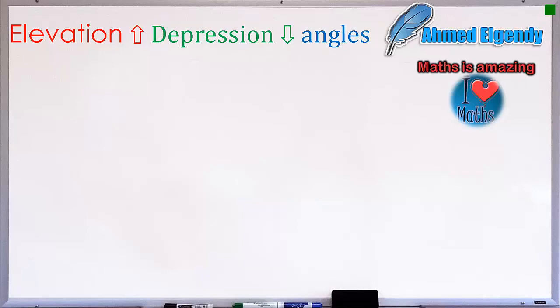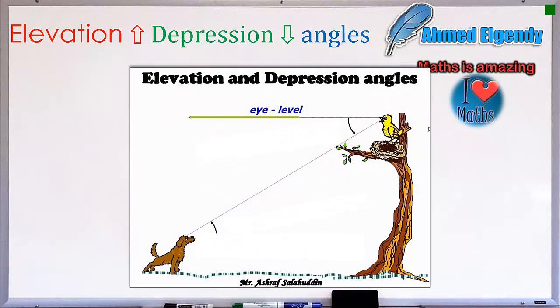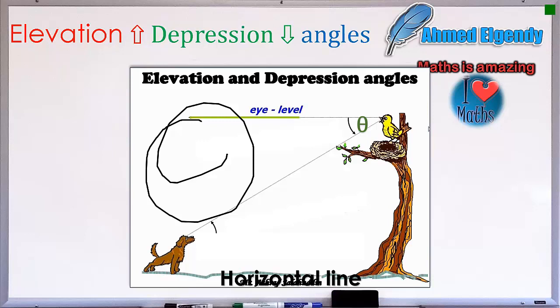And when we take the position of the bird, it also has an eye level, in the space. The eye level makes a line parallel to the horizontal line again, and the line is drawn from the eye of the bird to the dog. Horizontal line and eye level are parallel as we said before, and between the two, the line drawn from the eye of the bird to the dog contains theta. But here we need to close the shape.